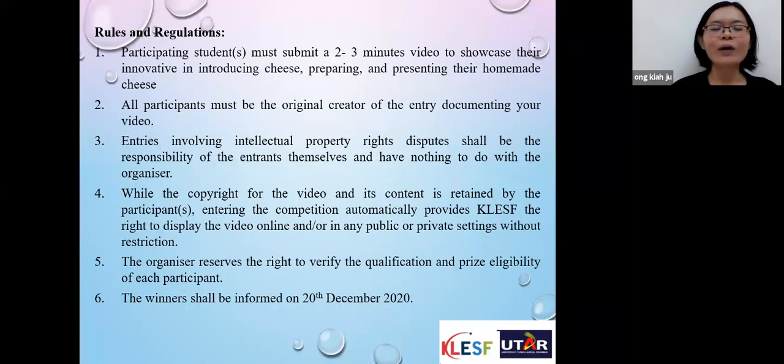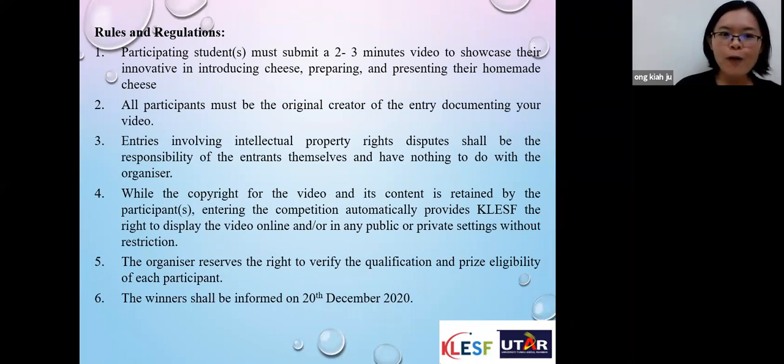So let's look at the rules and regulations for this video competition. First, if you wish to submit your video, it must be a 2 to 3 minute video showing your innovative way of introducing cheese, preparing your cheese, and presenting your homemade cheese. All participants must be the original creator of the entry. All entries involving intellectual property rights disputes shall be the responsibility of the entrants themselves and have nothing to do with the organizer.